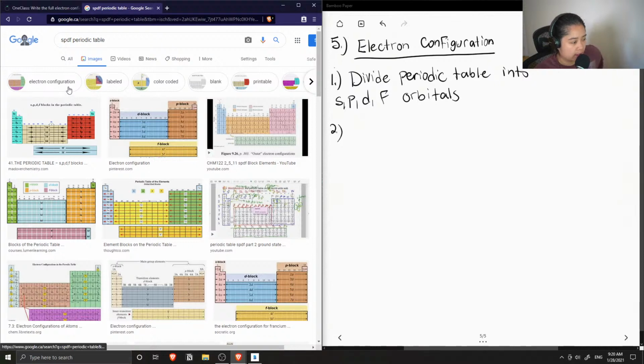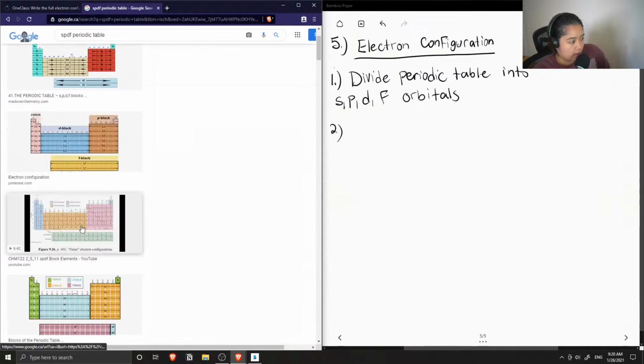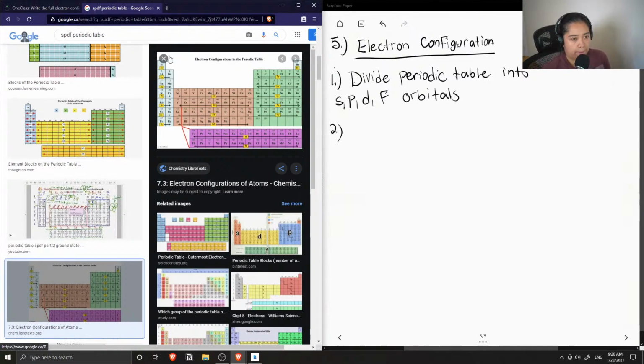So you kind of get something that looks like this. And you can see the first two columns is the S block in the light blue. And this green section is called the P block. And then the middle transition metals is the D block. And then finally, the bottom two rows, the lanthanides and actinides, is the F block.